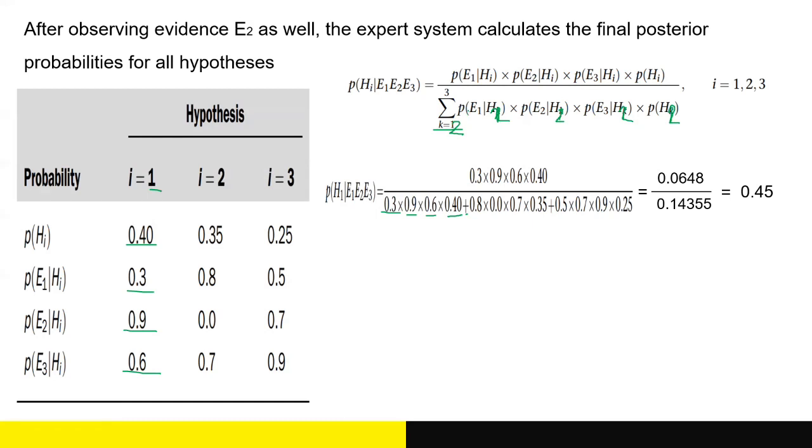So the probability of evidence 1, our k now is 2. So evidence 1 given hypothesis 2, we have 0.8. And then multiplied by the probability of evidence 2 given hypothesis 2, we have 0.0. Multiplied by the probability of evidence 3 given hypothesis 2, we have 0.7. And then the prior probability of hypothesis 2, we have 0.35. So plus our index k now is 3.